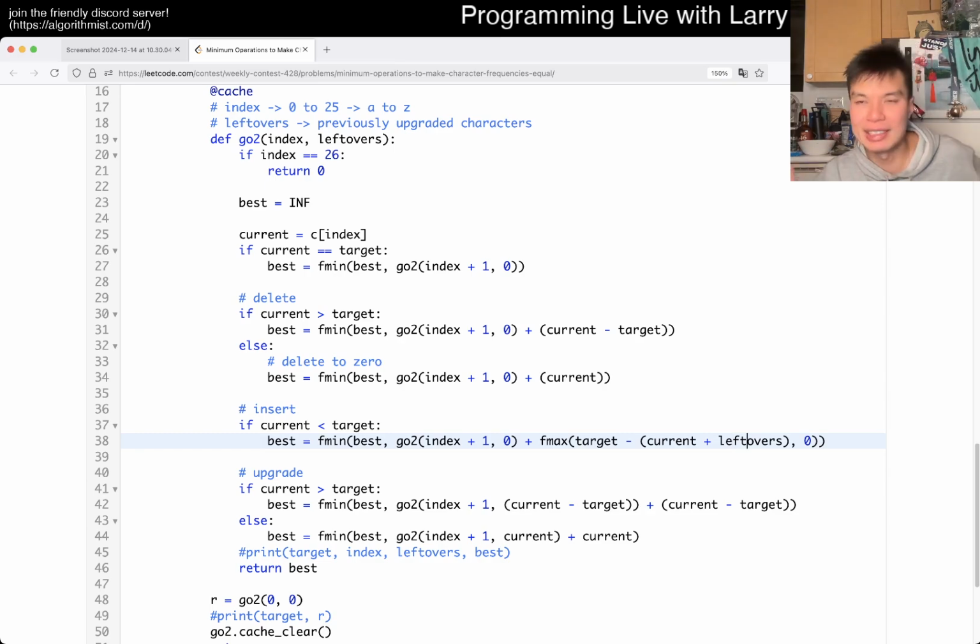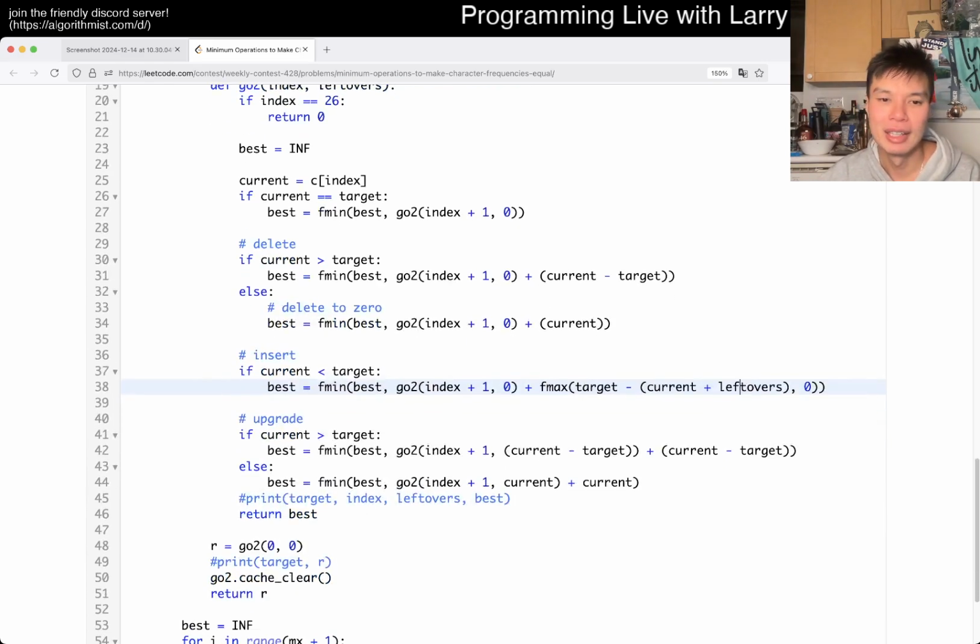And you could use an example, right? If you have 5 A's, well, there's no leftovers for A's, but let's say you have 5 B's and you're trying to get to 10 B's. If you have 3 A's that were upgraded, then you could use them. Makes sense? If you have too many, obviously you use all that you can. You have extra leftovers, which we throw away. Again, we'll talk about the throw away in a sec, but that's the insertion, right? And then this is the key part, upgrade.